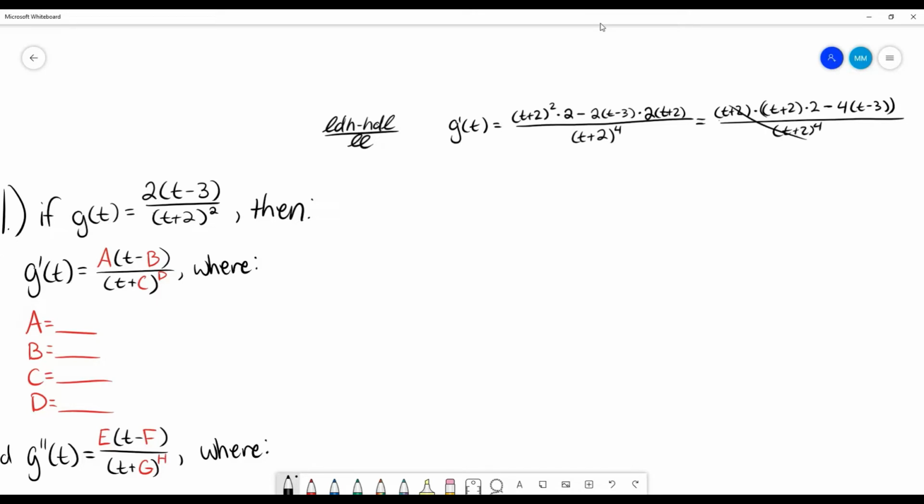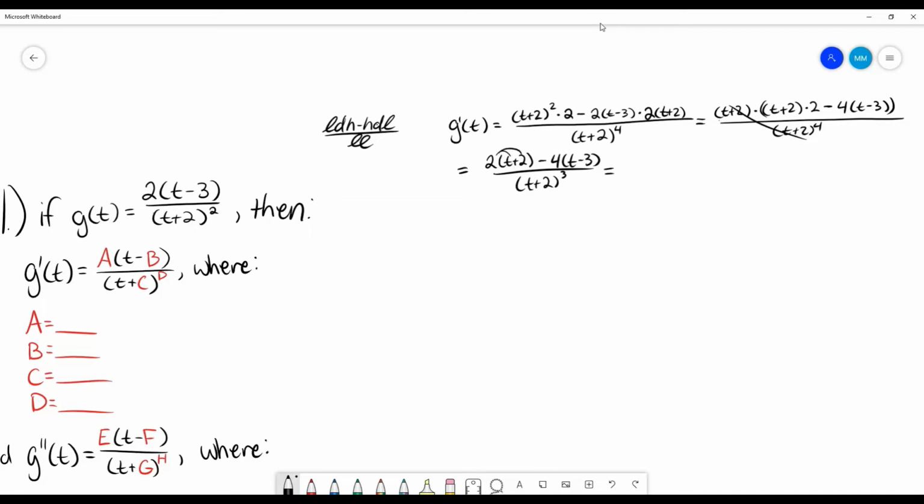I can cancel out one of those. And so it turns into a 2 times t plus 2 minus a 4 times t minus 3 all over t plus 2 to the 3rd power, because we canceled out 1 from that 4th power. And we're a lot closer to this form now, but we're not there yet. So now we want to distribute and combine like terms in the top.